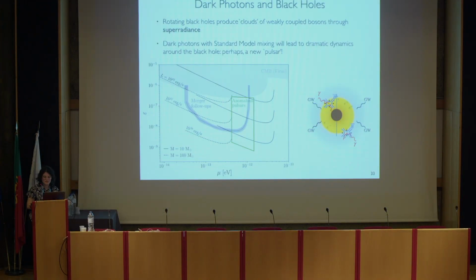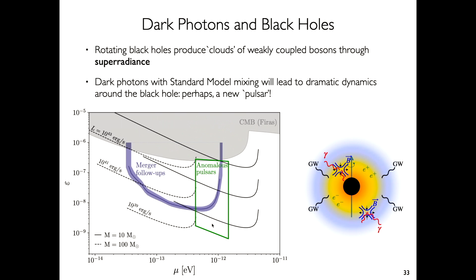So to summarize, dark photons can be looked for with black holes, and these can be directly mapped onto particle physics parameter space with little assumptions about initial conditions. You can look for follow-ups to mergers or anomalous pulsars in a couple orders of parameter space in coupling. And you can have dramatic multi-messenger signals and very exciting plasma dynamics around a black hole.